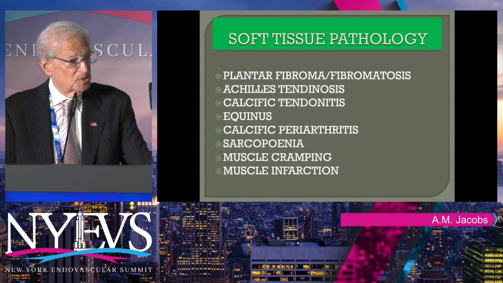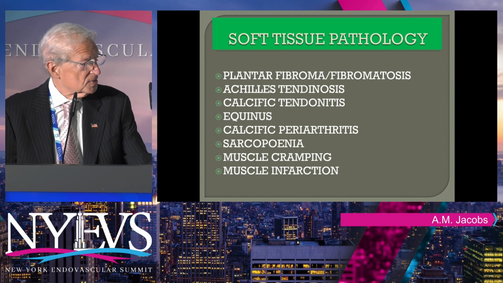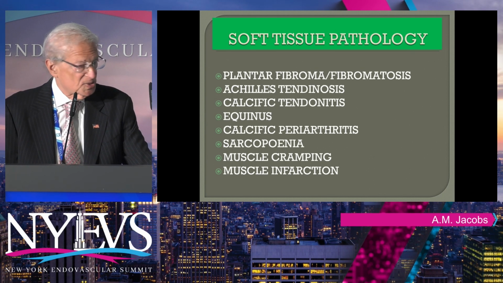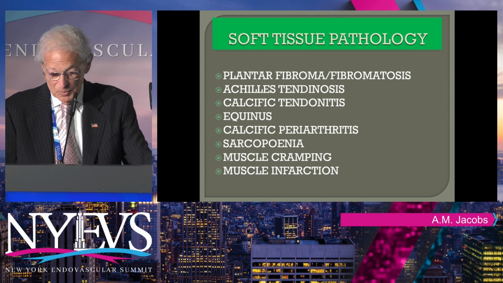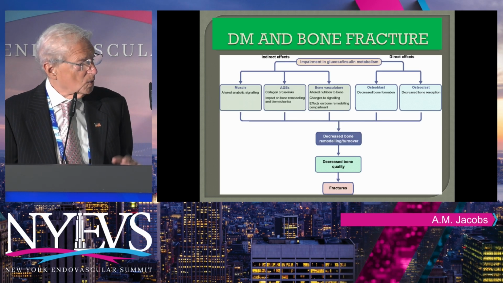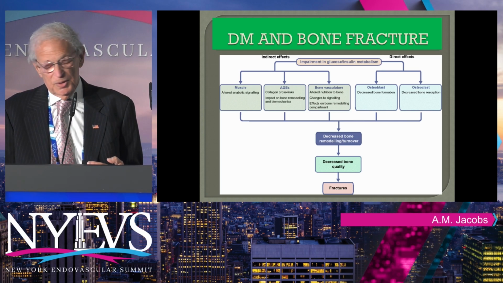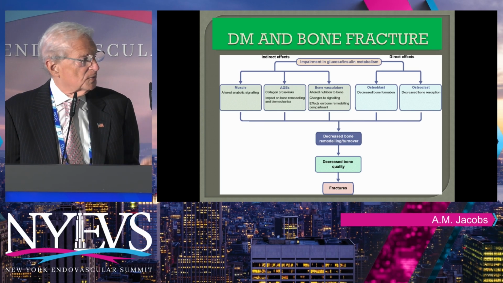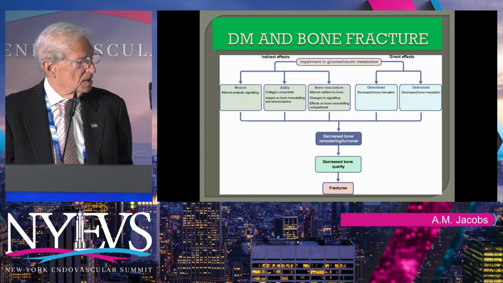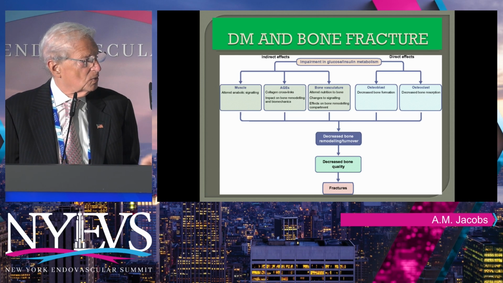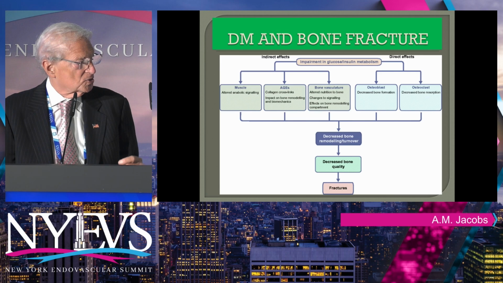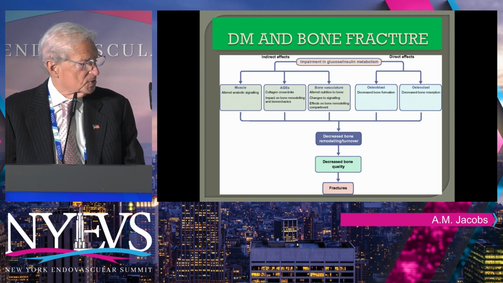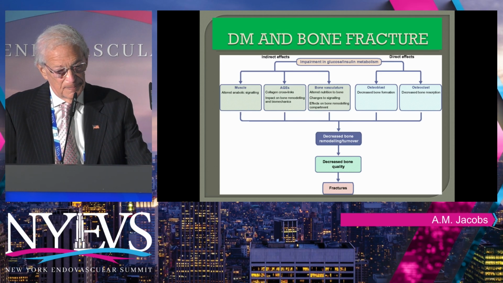Sarcopenia. Many of our patients, as they get older, lose muscle mass. And as they lose muscle mass, they lose bone density associated with this. They get increased risk of muscle cramping, muscle infarction. So all of these problems I just listed for you occur with increased frequency in our diabetic patients. But if you don't look for them, you don't realize they're there. And again, they don't complain of pain as a 20-year-old would with, say, a stress fracture because of their neuropathy.